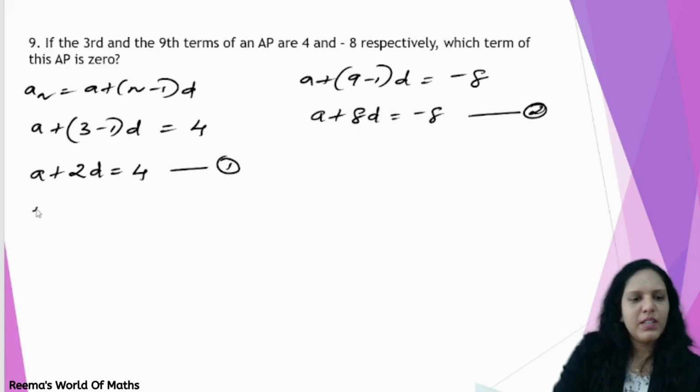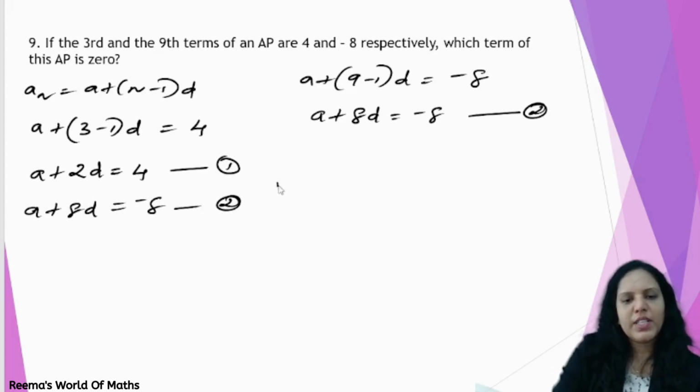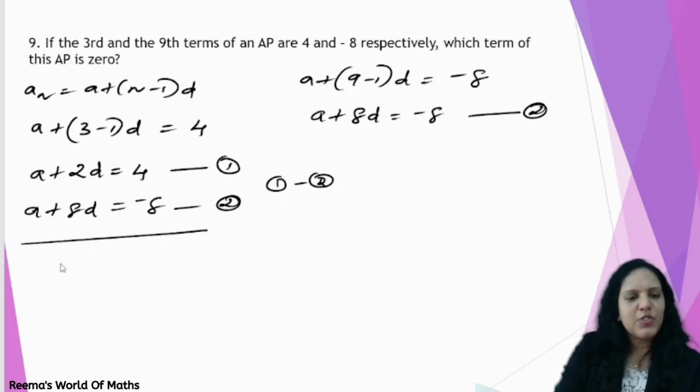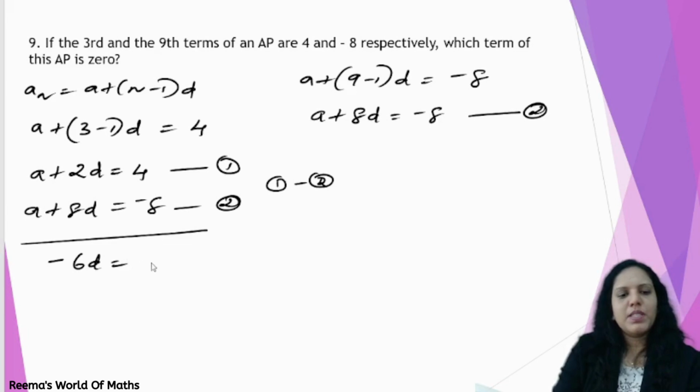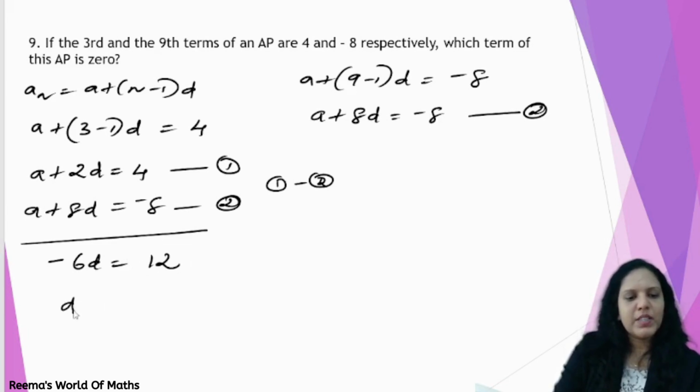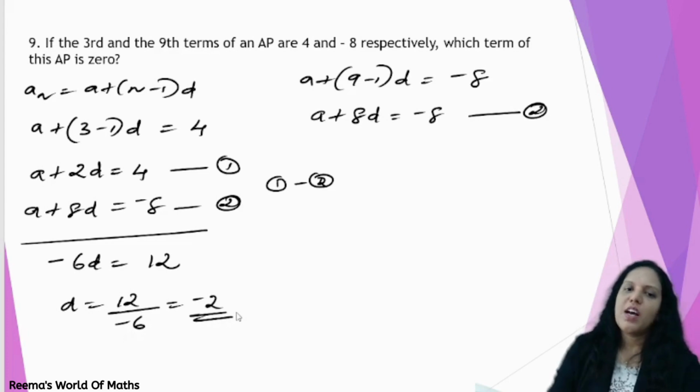Let's start. We have a plus 8d equals minus 8. Subtract each other, so we subtract equation 1 minus 2, so that we can eliminate a here. So that is minus 6d equals 4 minus minus 8, so that will be 4 plus 8 equals 12. D equals 12 divided by minus 6, which is minus 2. The common difference here is minus 2.